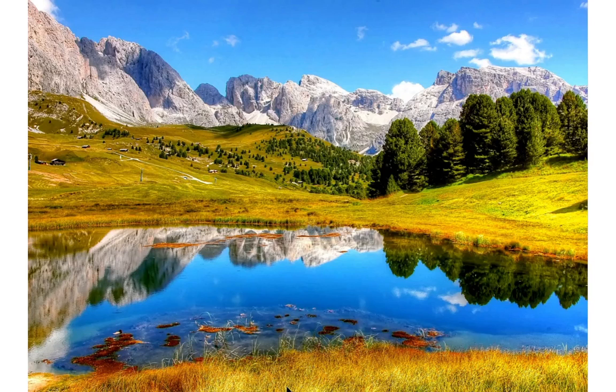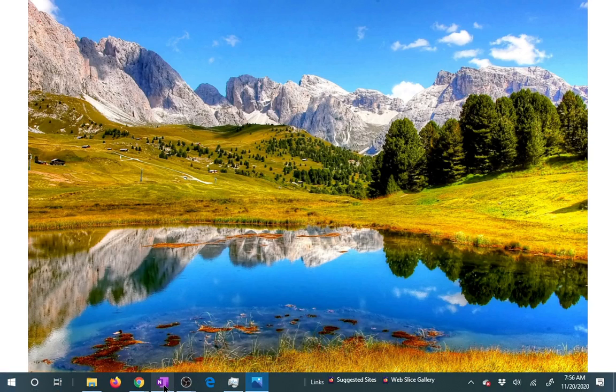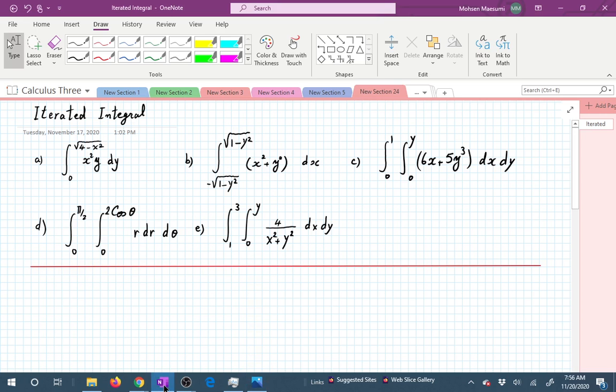Hi, welcome to another edition of Calculus 3. We are going to talk about some iterated integral examples today. That's going to lay the groundwork for many of the things we are going to do from now on. So here I've chosen a few examples that we are going to do.